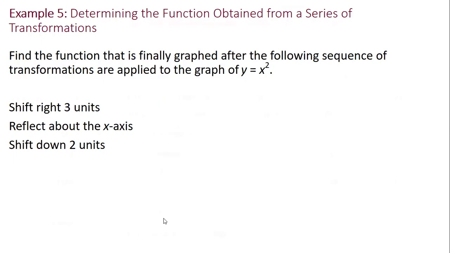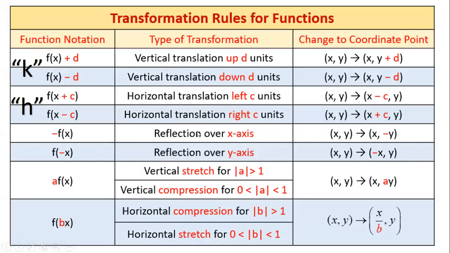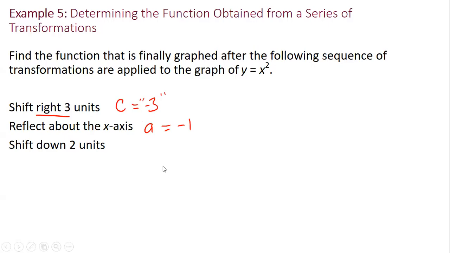So if I want to reflect over the x-axis, it has to be the negative on the outside. My A is what's on the outside, so A has to be negative. If I want to shift down 2 units, that's going to be my D, and I want it to go down, so it's going to be a -2.